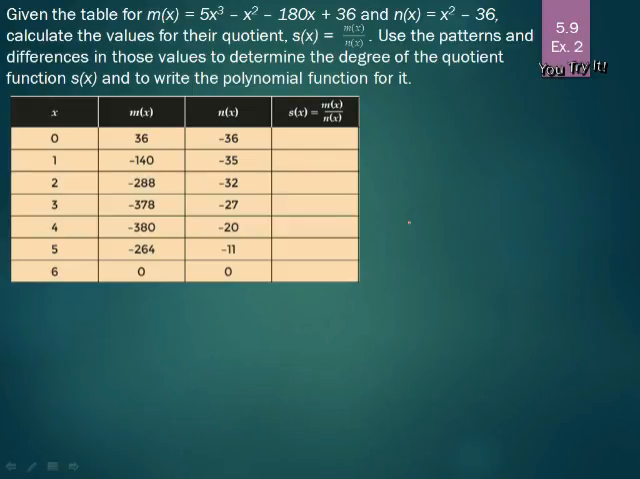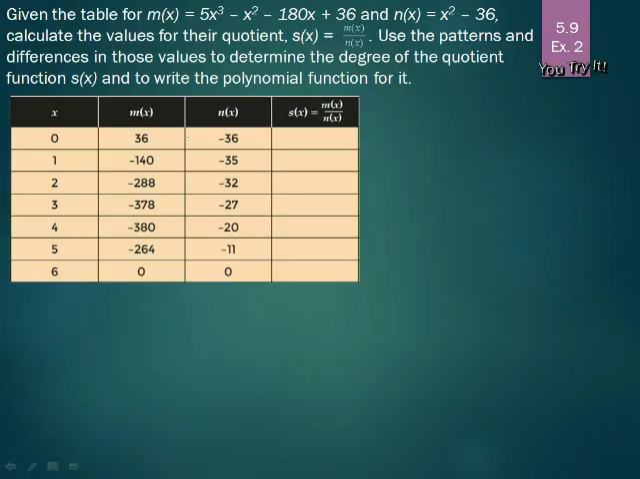Given the table for m of x equals 5x cubed minus x squared minus 180x plus 36 and n of x equals x squared minus 36, calculate the values for their quotient s of x equals m of x divided by n of x. Use the patterns and differences in those values to determine the degree of the quotient function s of x and to write the polynomial function for it.